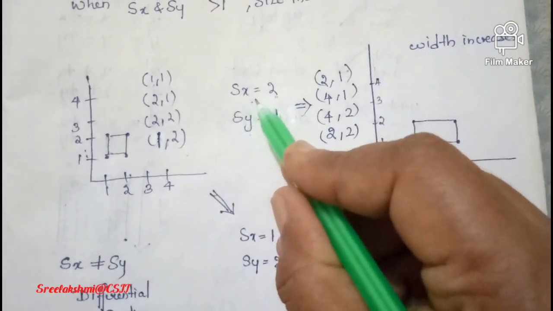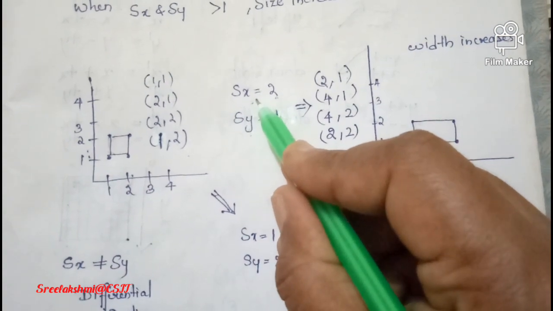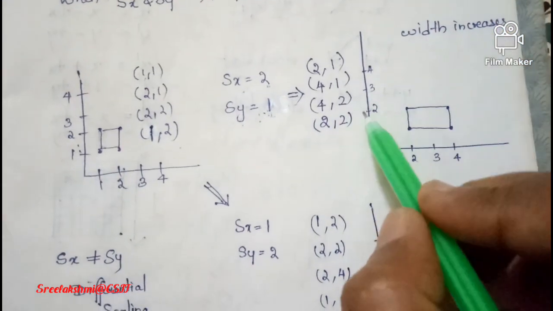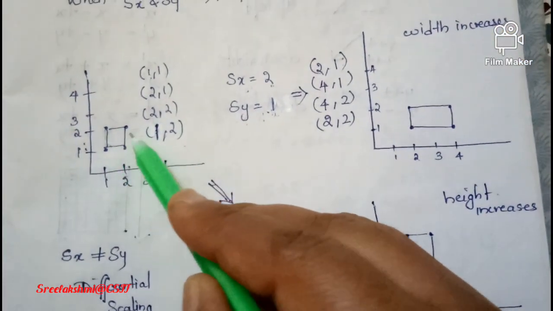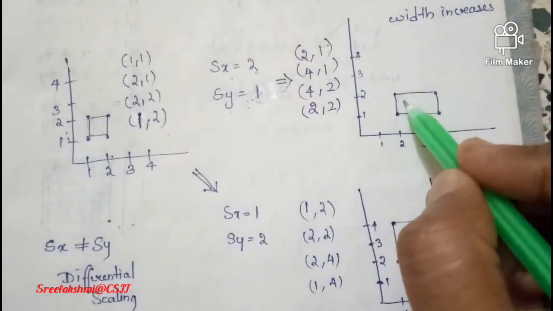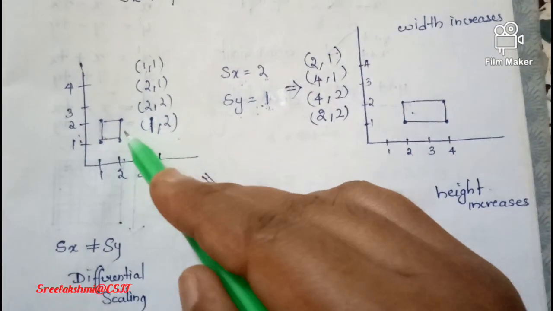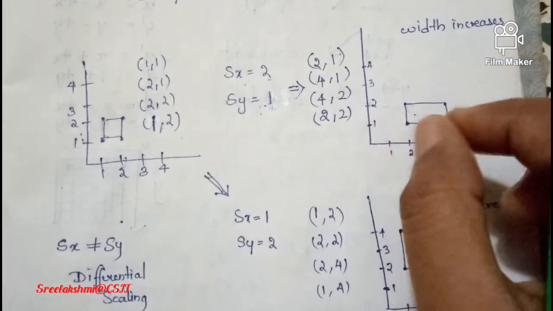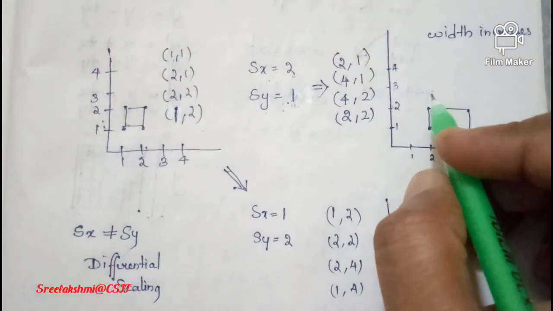There is only change in horizontal direction. That means size increases in horizontal direction. When the size of a square increases in horizontal direction, it will become a rectangle. So it was initially a square, now it became a rectangle. So the size increased, or the width increased.